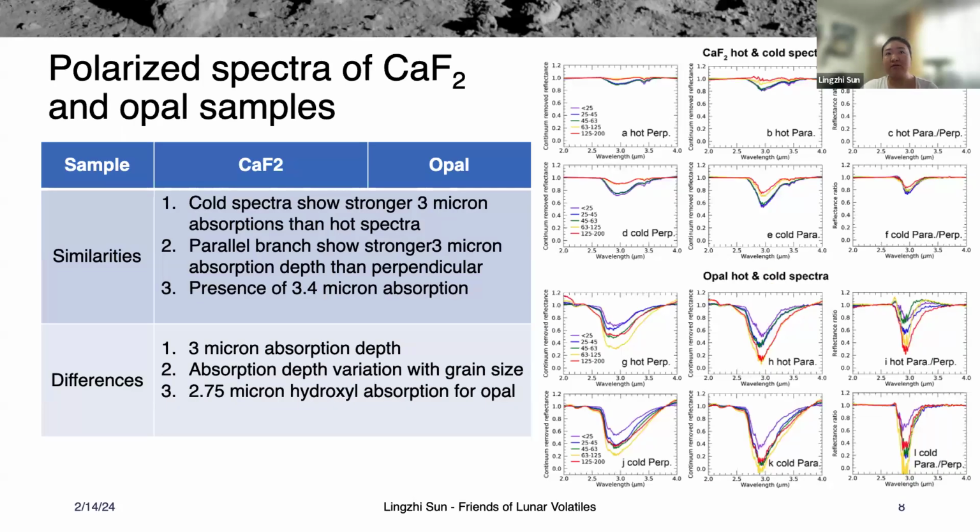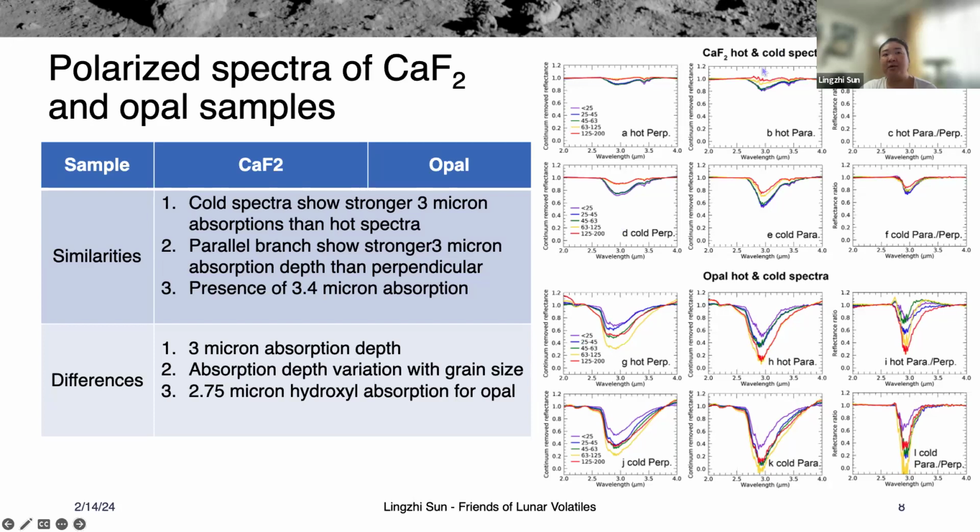And here are the spectra we finally derived. So the top panel is for calcium fluoride, and the bottom panel is for opal. If you look vertically, the first column is the perpendicular branch, and the second column is the parallel branch. And I'll introduce this one later. We observed some similarities. For each panel, the top row is hot and the second row is cold, and it's the same for opal.